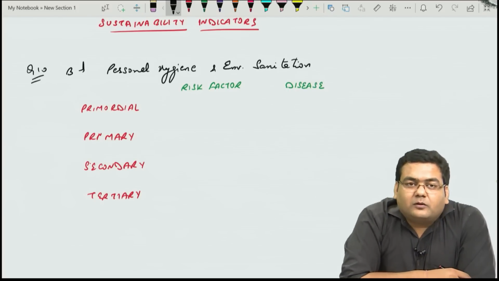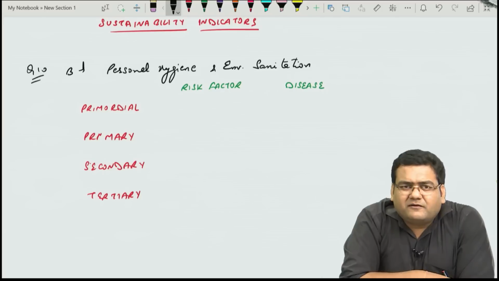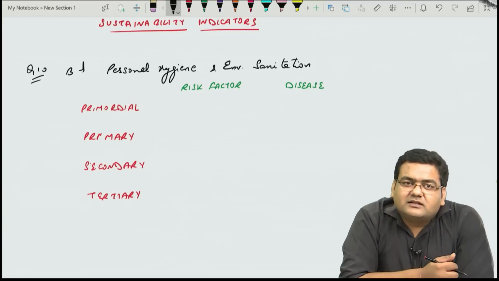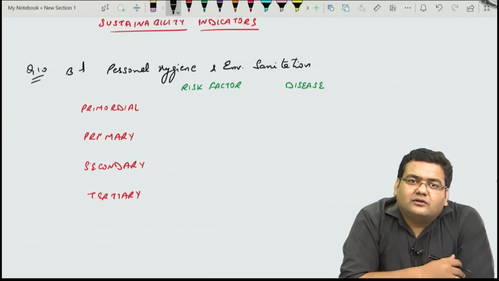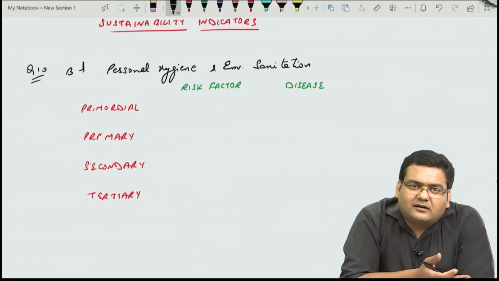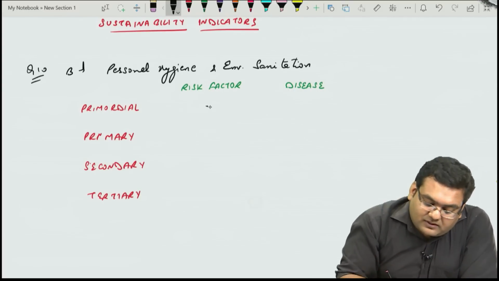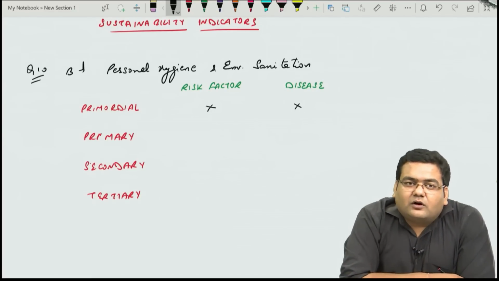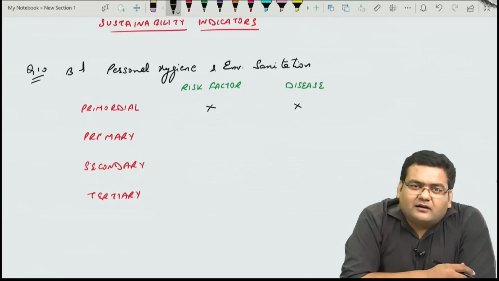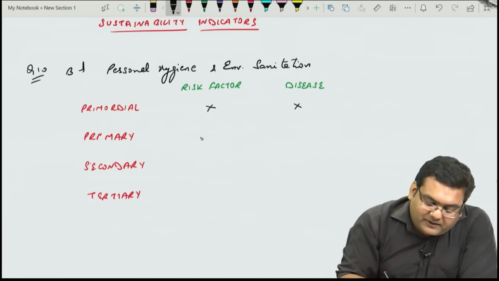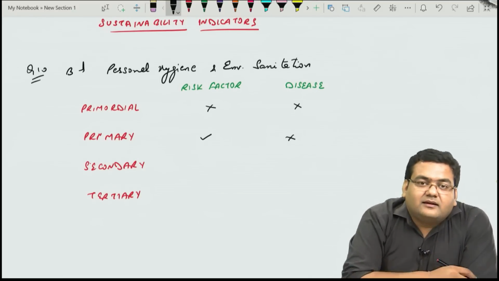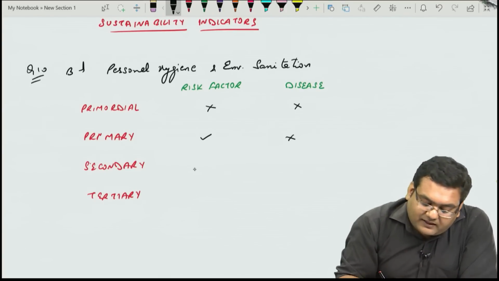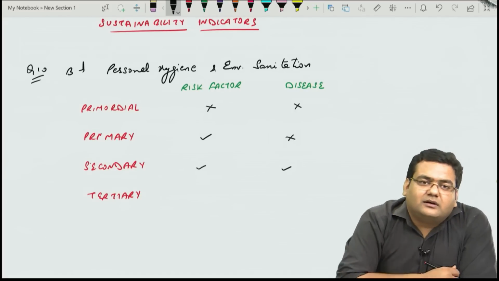When we talk about primordial prevention, it is prevention in the purest sense, aimed at those populations in which even the risk factor has not occurred or is not present. So the question of disease is not there. So risk factor is absent and disease is absent. When we talk about primary prevention, we say one step ahead, risk factor is present but disease is absent. In secondary prevention, we say the risk factor is also present and the disease has also occurred.